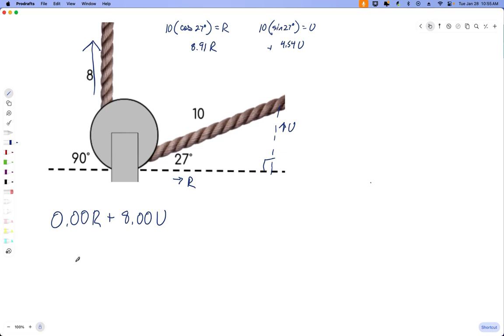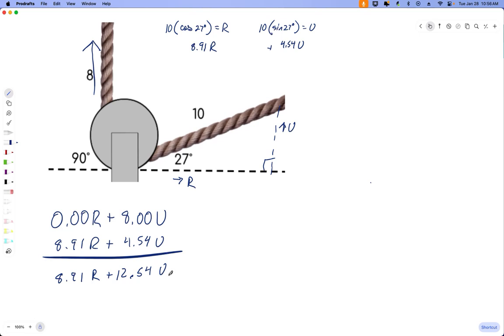Positive. So we're adding together 8.91 R plus 4.54 U, 12.54 U, 8.91 R. There we have our rectangular coordinates. Now we can turn those into polar coordinates.